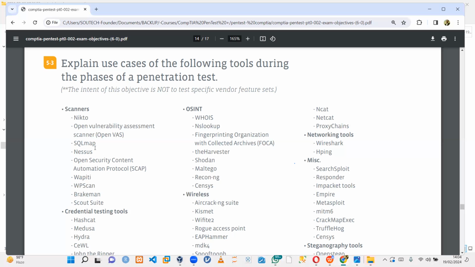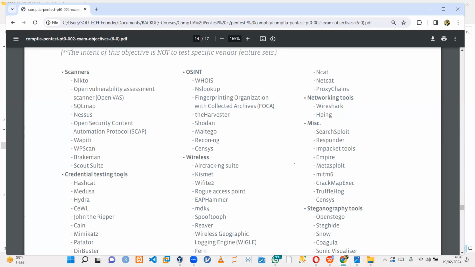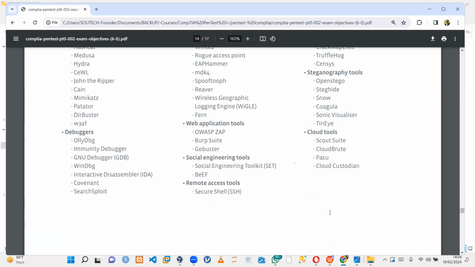So you have credential testing tools, you have wireless, you have OSINT, you have networking, you have several other miscellaneous tools, you have steganography tools, then you have web application tools, cloud tools. Most of these cloud tools are going to help you to do reconnaissance, footprinting, and enumeration for cloud infrastructure. Then you have debuggers, quite a lot of them.